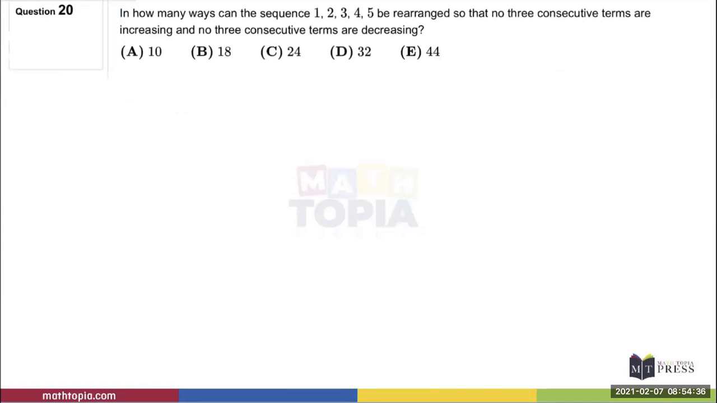Okay, next it's time for a combinatorics problem. In how many ways can the sequence 1, 2, 3, 4, 5 be rearranged so that no 3 consecutive terms are increasing and no 3 consecutive terms are decreasing?